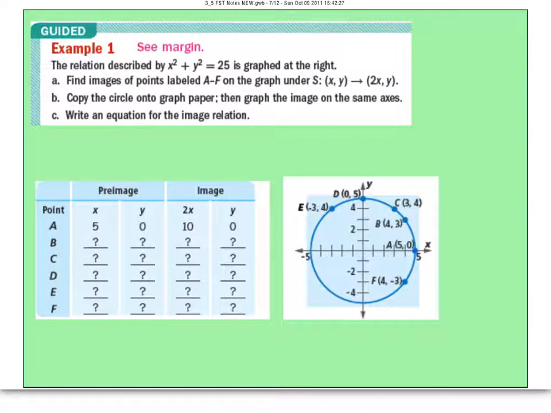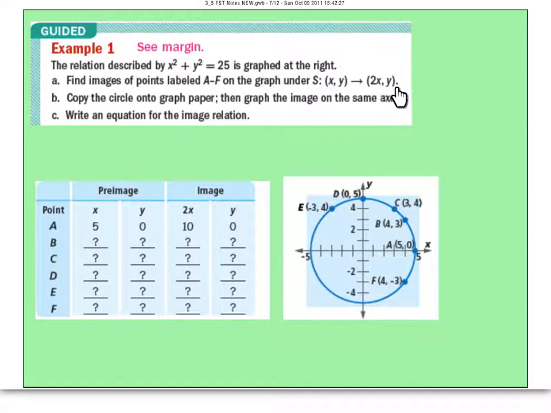So let's actually write some equations for learning objective C. Here's what it says. The relation described by x squared plus y squared is 25, and we have the graph here down below. So it's an equation of a circle, by the way. If you take a look at the circle, it's a radius of 5. So what they've done is 5 squared. What they want us to do is find the images on the graph under this particular translation.